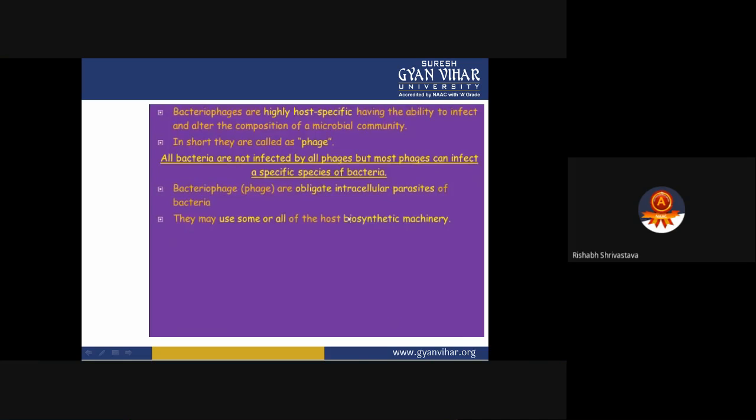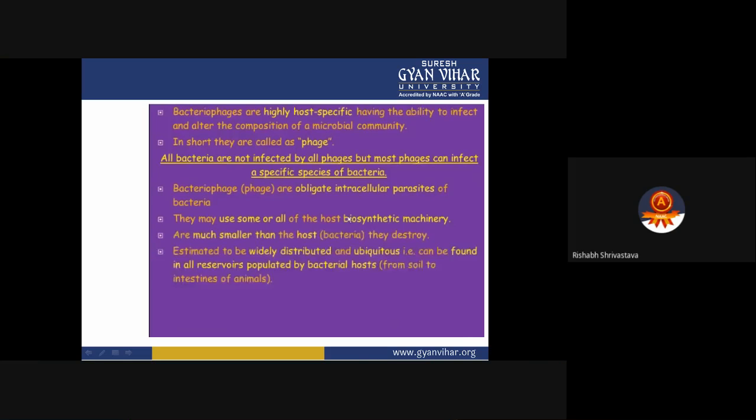Bacteriophages, or phages, are obligate intracellular parasites of bacteria. They may use some or all of the host biosynthetic machinery. They are much smaller than the host, obviously, which is the bacteria, and are estimated to be widely distributed and ubiquitous. That is, they can be found in all reservoirs populated by bacterial hosts, from soil to intestines of animals. One of the densest natural sources for phage and other viruses is seawater.